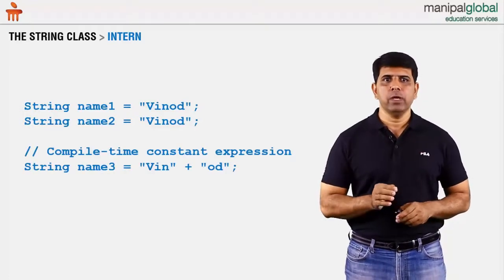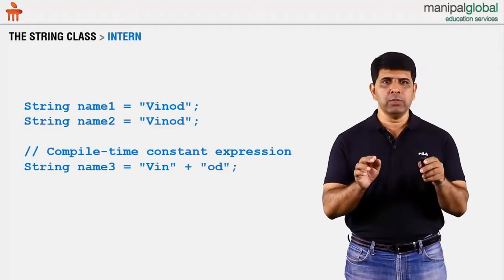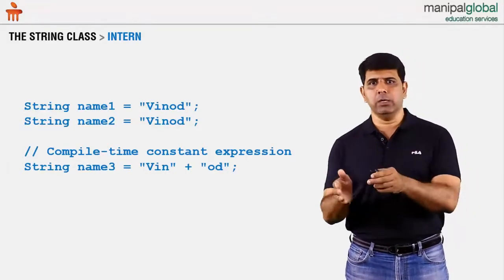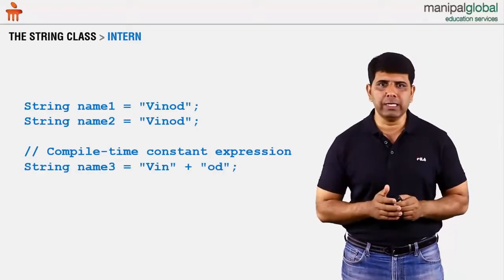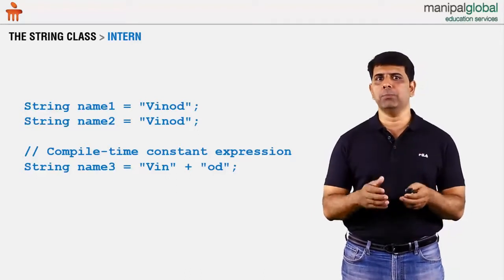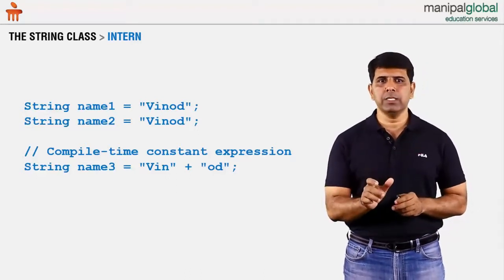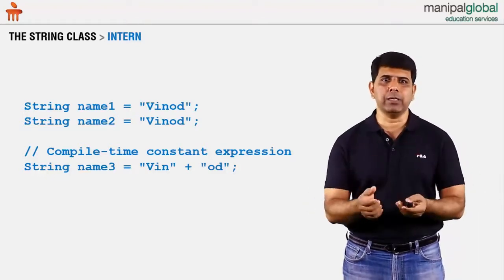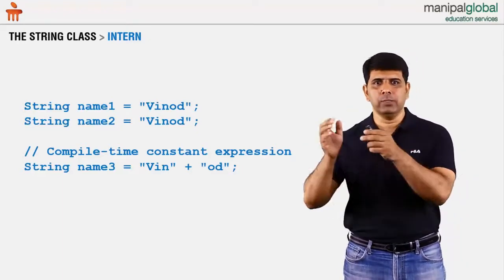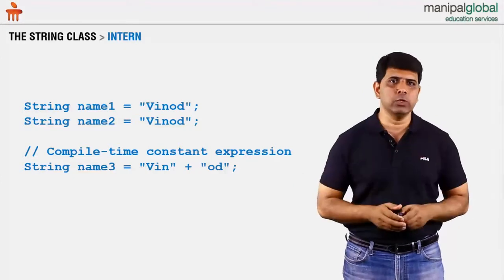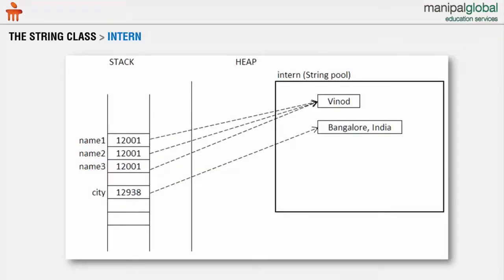Have a look at this one. Now, String name3 equals, I'm using double quoted text "Vin" plus double quoted text "od". Now, since we are working on a concatenation of two string literals, this doesn't require a runtime. The compiler itself can handle this. What the compiler does is the concatenation, finds out that this "Vinod" is a string that's already found in the intern pool, and that actually will be assigned to name3. Now, if you look at this pictorially, name1, name2, name3, all of them are referencing the same string object called "Vinod", but it's there in the pool.